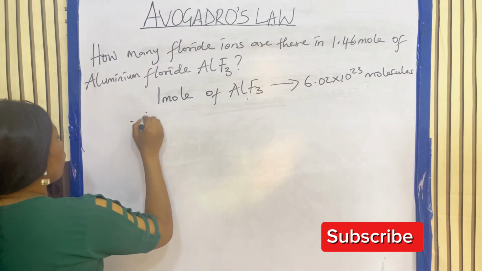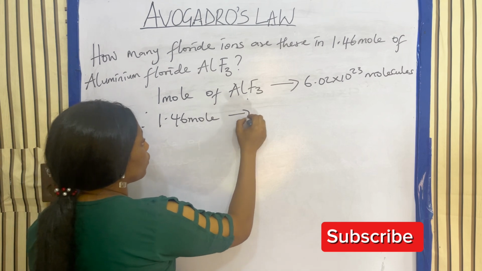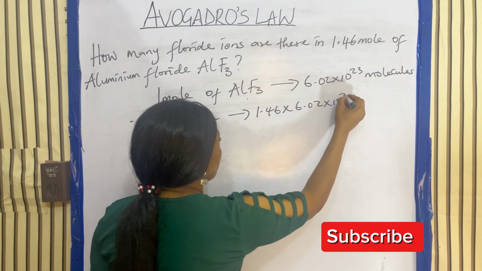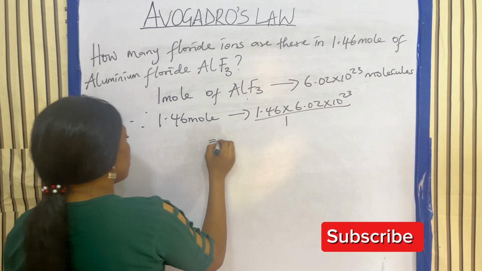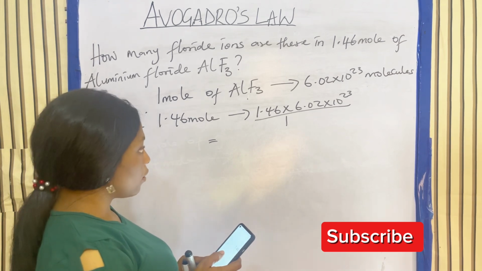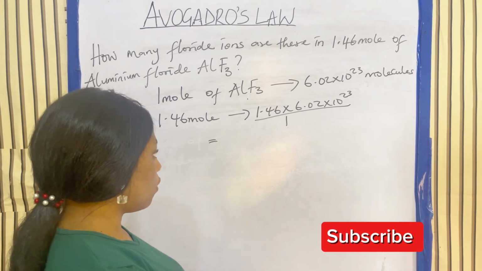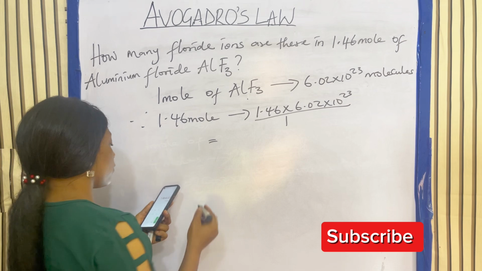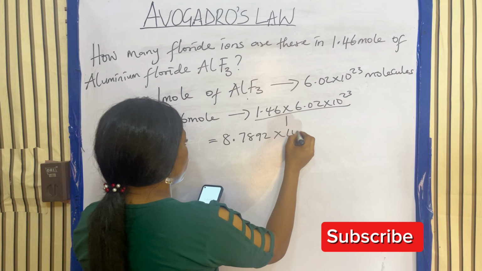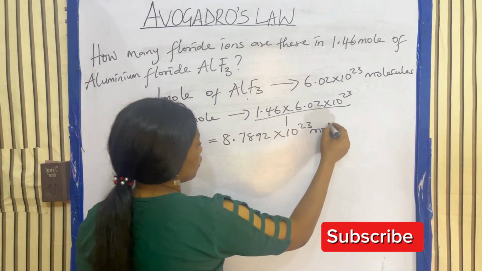Okay, so 1 mole of this will give you this number of molecules. Therefore, 1.46 moles of aluminum fluoride will give you 1.46 times 6.02 times 10 raised to power 23 divided by 1. So let's press our calculator: 1.46 times 6.02 times 10 raised to power 23. That will give us 8.7892 times 10 raised to power 23 molecules.